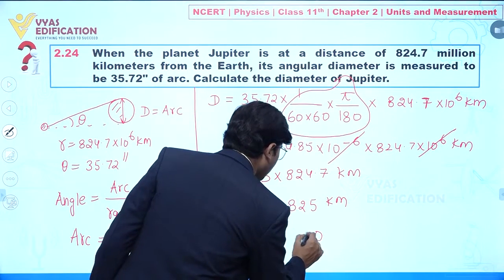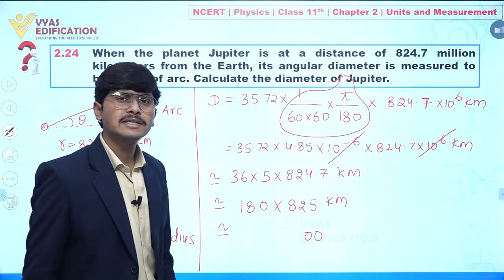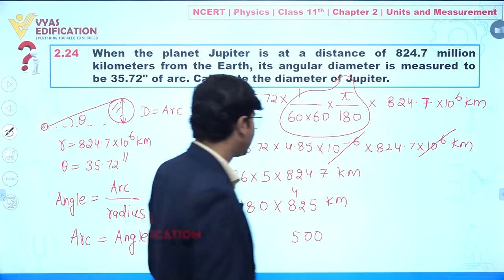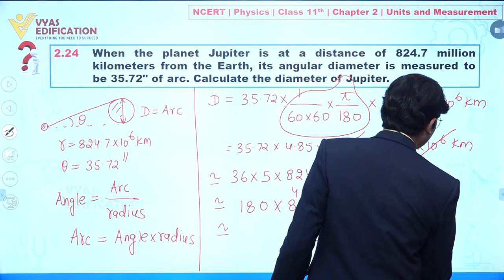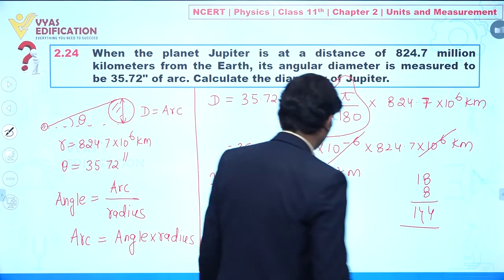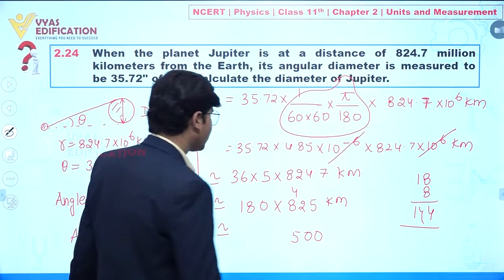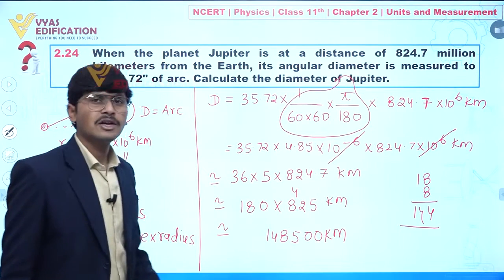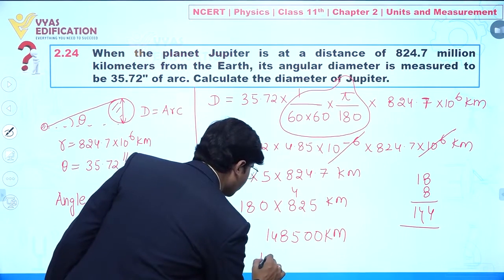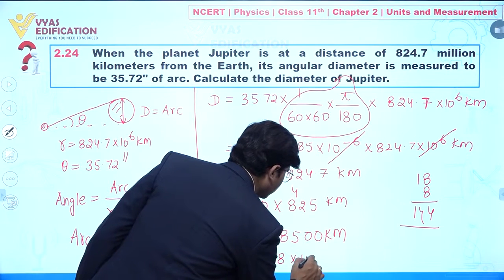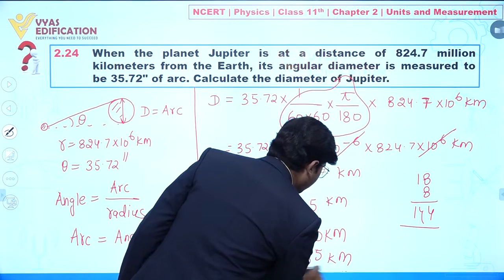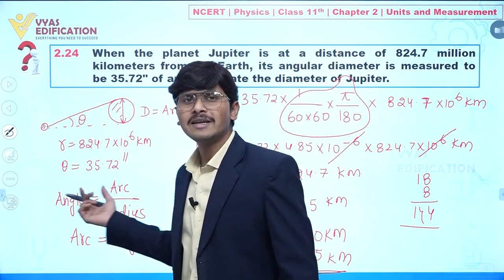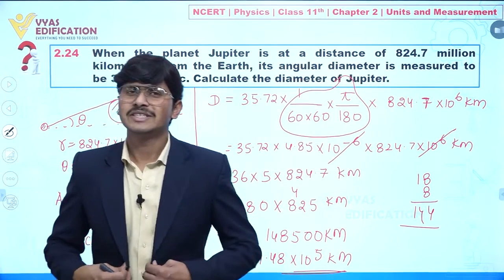So from here we can see if you multiply 18 with 825, this is 144, 144 and 4, this is 148 kilometer, clear. So from here we can also write like this, this is equal to 1.48 into 10 to the power 5 kilometer, clear. So this is diameter of Jupiter, clear. So this is all about this question, clear to everyone.